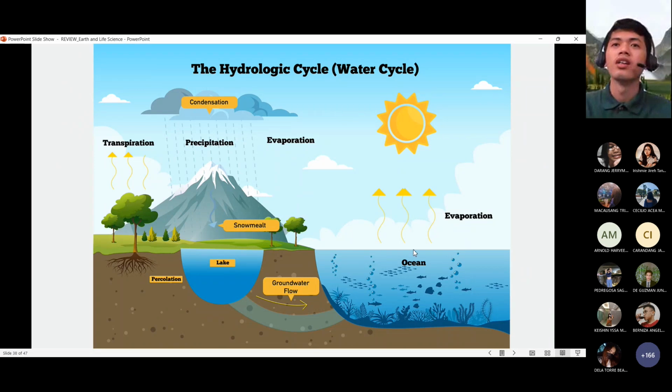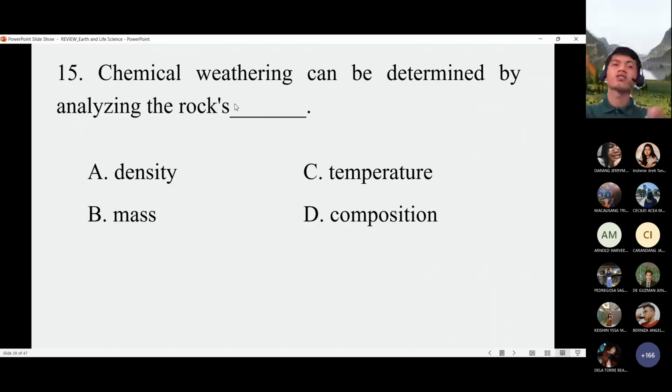Now, let's have this question. Chemical weathering can be determined by analyzing the rock's: A, density; B, mass; C, temperature; D, composition. Is it A, B, C, or D?